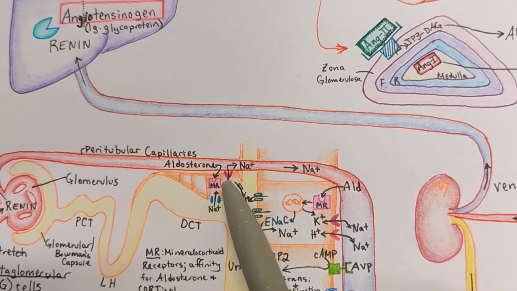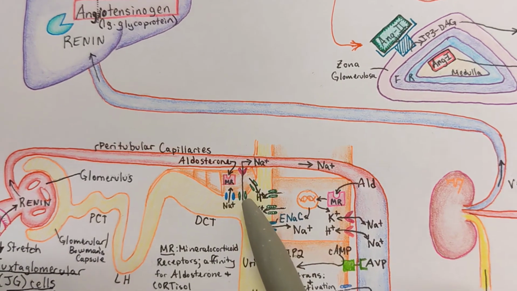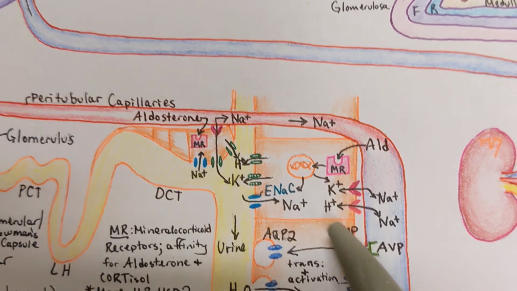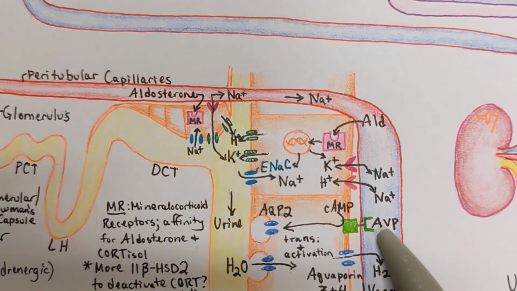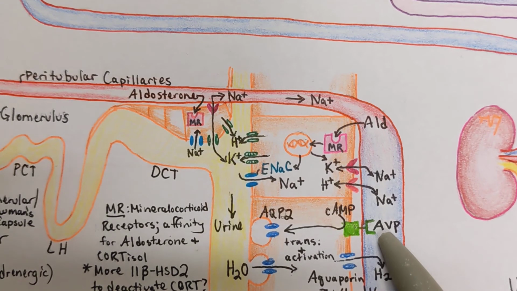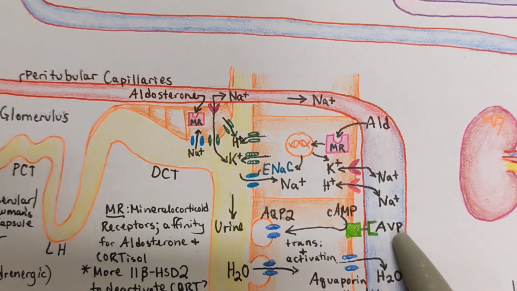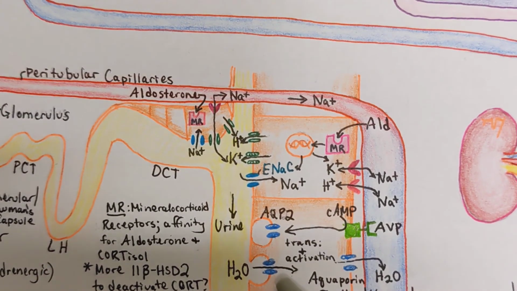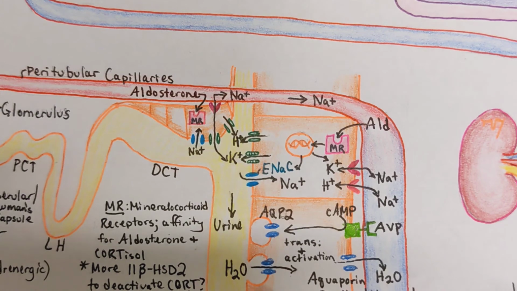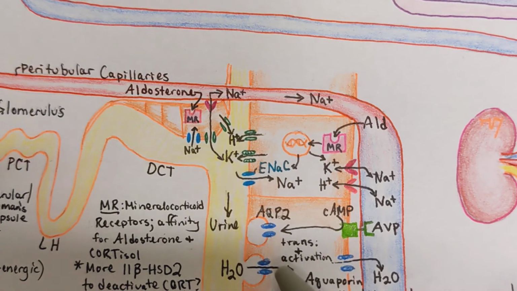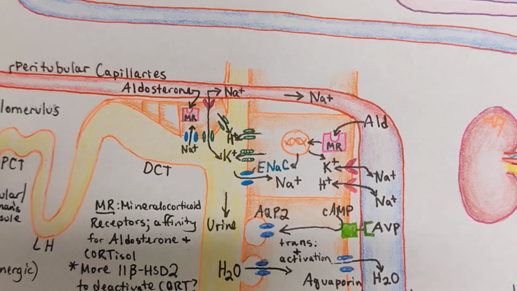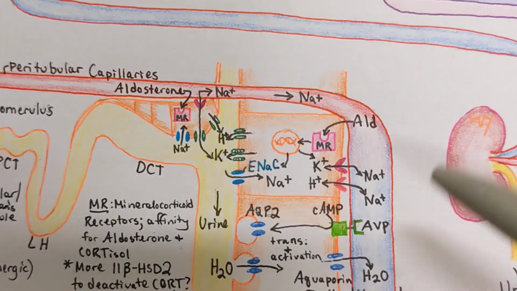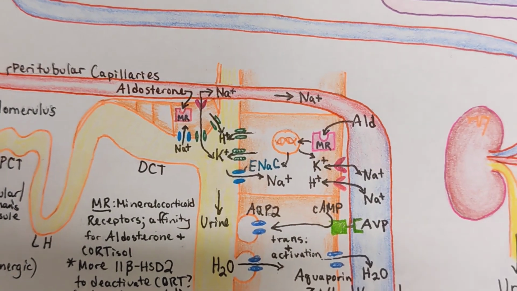Specifically, aldosterone, via a mineralocorticoid receptor, is going to increase sodium reabsorption in the distal convoluted tubule and collecting duct, and AVP, arginine vasopressin or antidiuretic hormone, is going to trigger the insertion and activation of more aquaporin 2 channels in the membrane of the collecting duct, which ultimately retains water. The problem was low blood pressure. We are fixing the low blood pressure by reabsorbing a lot of water.